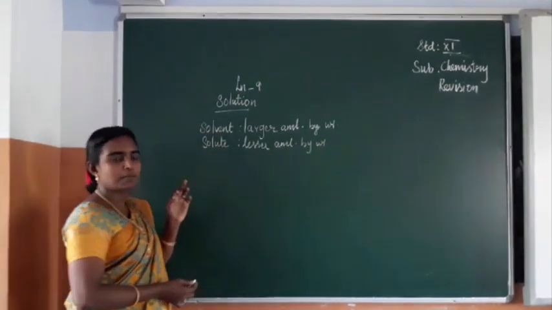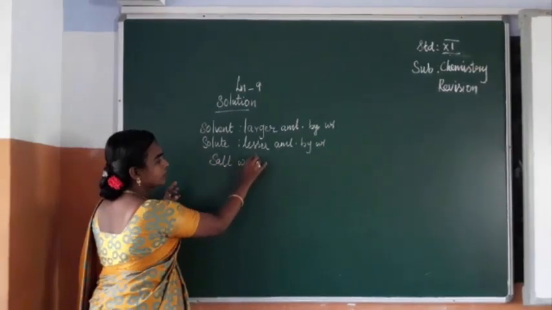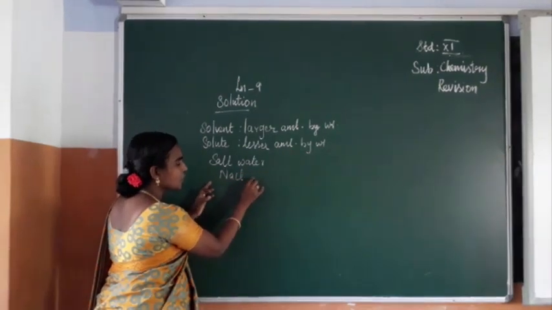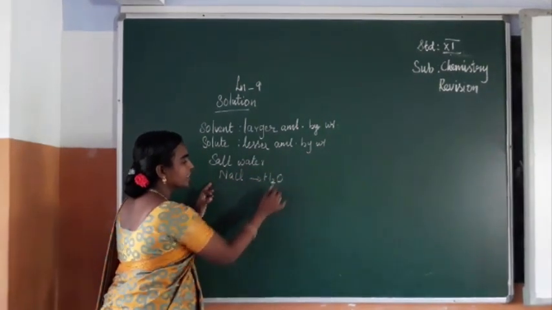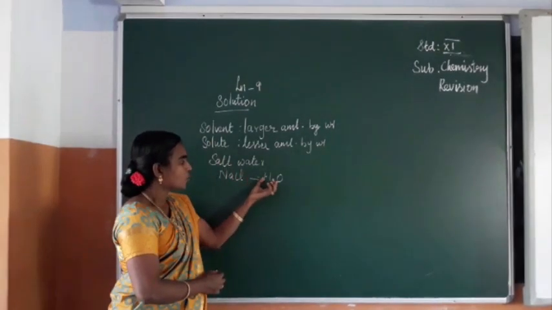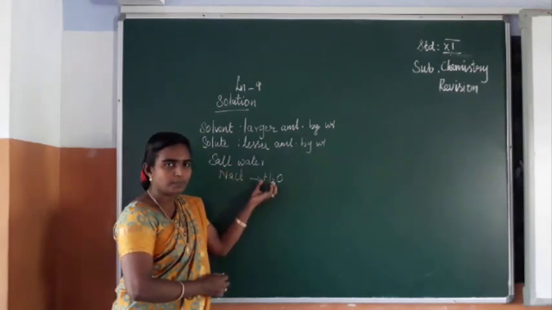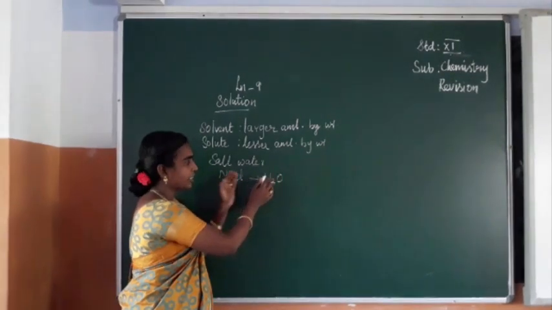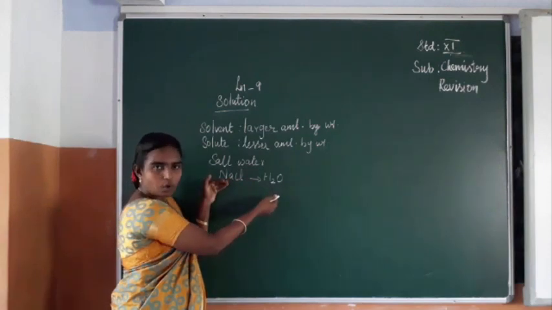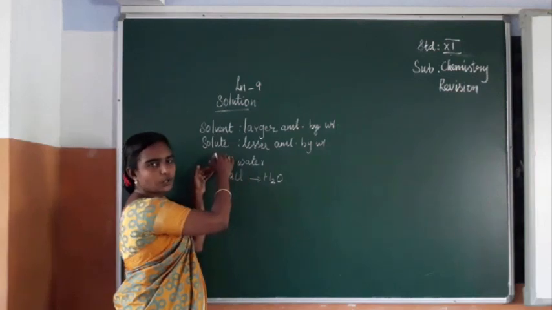I will give an example with salt water. Sodium chloride salt is dissolved in water. Here, water is termed as the solvent, because in this solution, salt water, the larger amount by weight is water. The sodium chloride dissolved in water is less in amount compared with the water, so we can say sodium chloride is the solute.